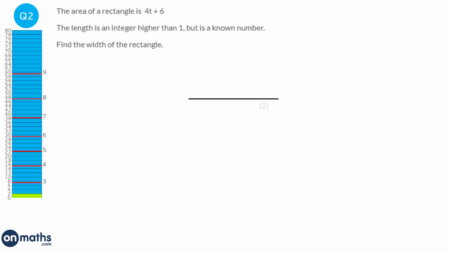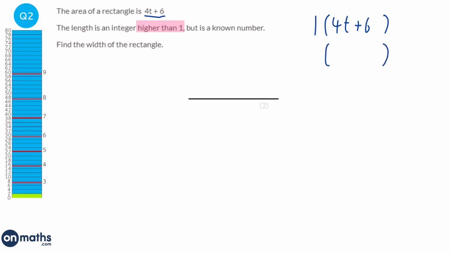So for this question, what we need to do is factorise 4t plus 6. Now factorise means put it into brackets. So what I can do is put a 1 on the outside here. So 1 times 4t plus 6 is 4t plus 6, but the question clearly states that it is higher than 1. So we need to find another number that's higher than 1 to factorise this with.